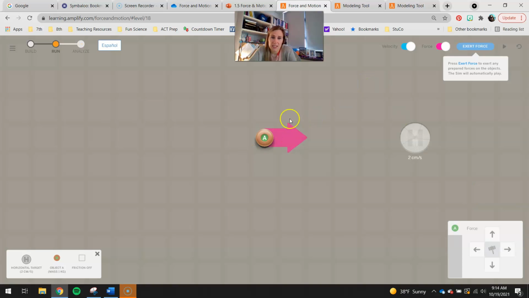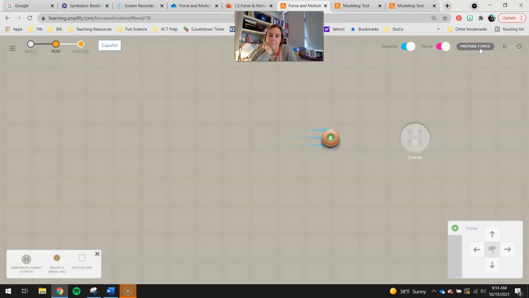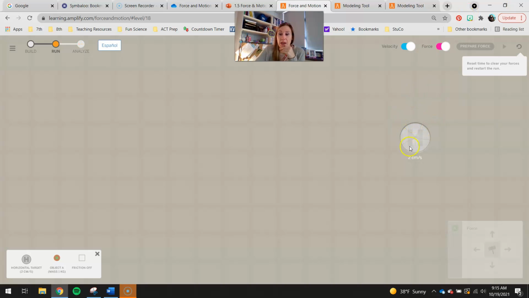Okay, so there's my size of my force. It's going to be a force exerted to the right. And that should, if this works, allow our target or our puck to slide over the target and then get sucked in by the target going 2 centimeters per second. So then I'm going to go ahead and click exert force and watch and see what happens. Okay, so we completed that mission because the little target ate our puck.